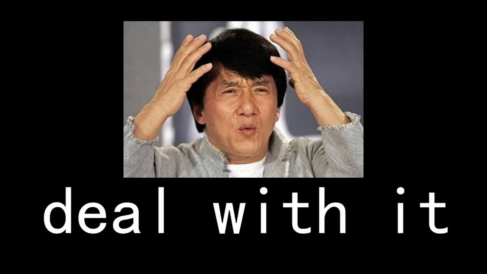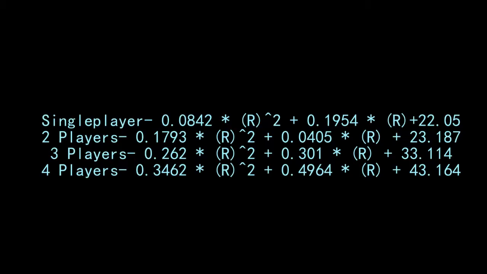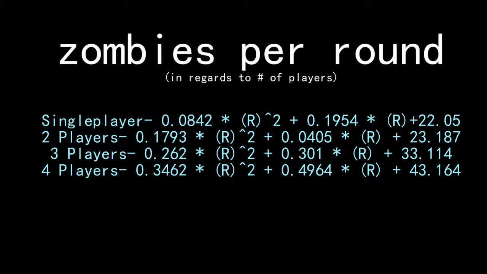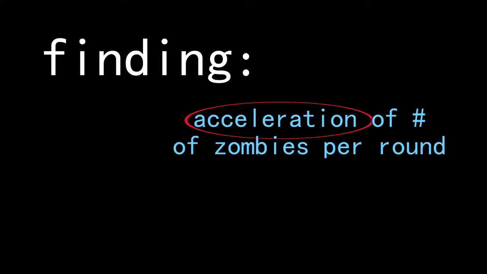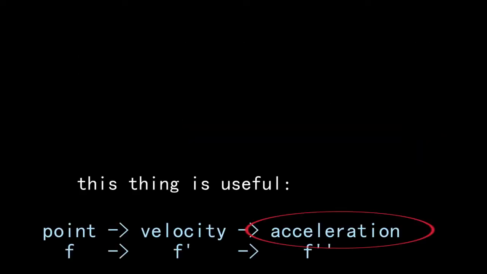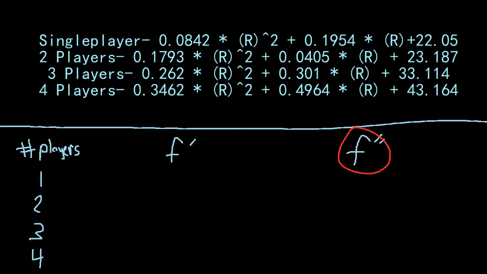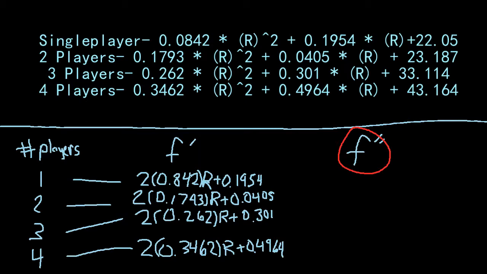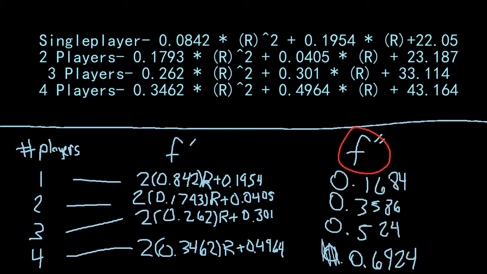I really can't explain the logic any more than that because there's these beautiful formulas on the screen right now. So as you can see, these are the formulas for the amount of zombies per round in regards to the number of players. What we're going to do now is find out the acceleration of the amount of zombies per round by differentiating each of these formulas. So, differentiation. Fun. Let's do it. Math, it's happening. Cool, and we're done.